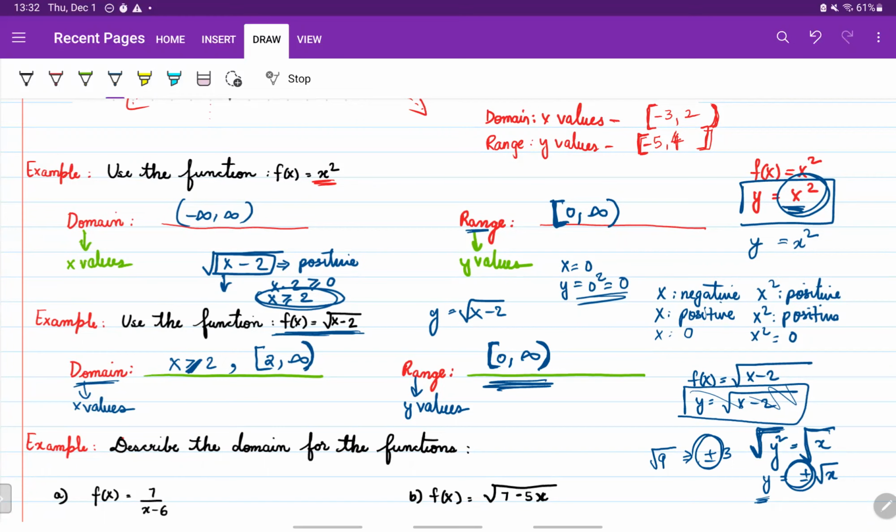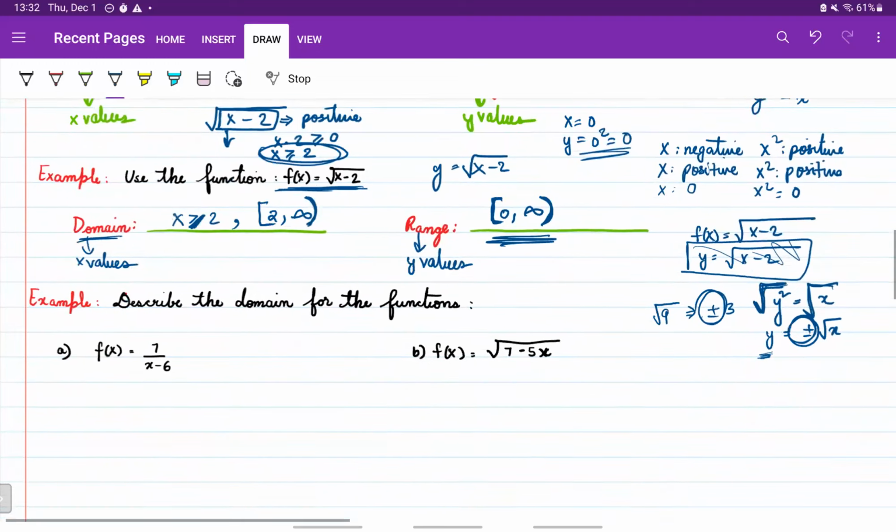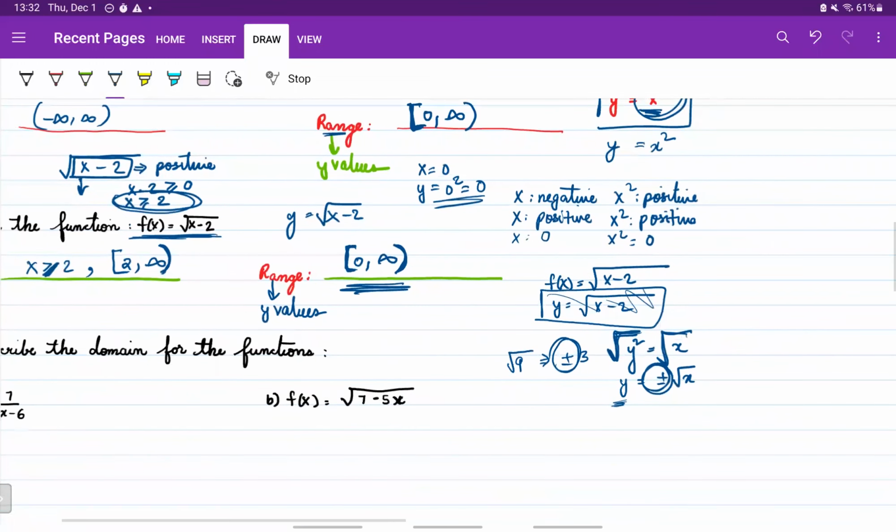For example, we were given y squared equals x. Let me make some space here.